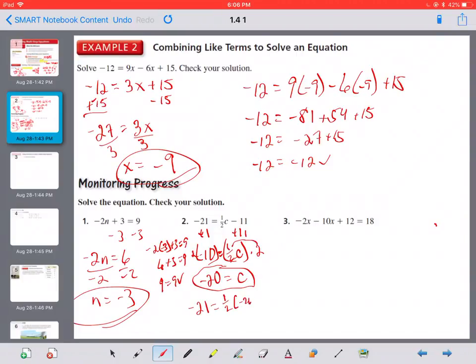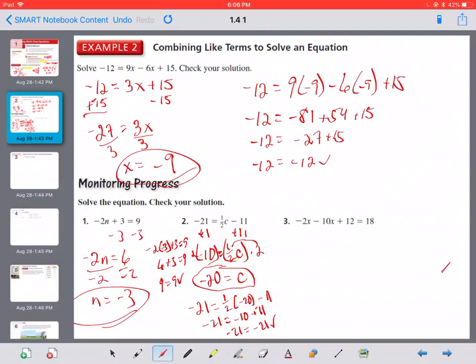Let's plug it in and check it out. -21 equals 1/2 times -20 minus 11. -21 equals -10 minus 11. It gets more negative. -21 equals -21. Yes, it does. Checks out. Nice and dandy.